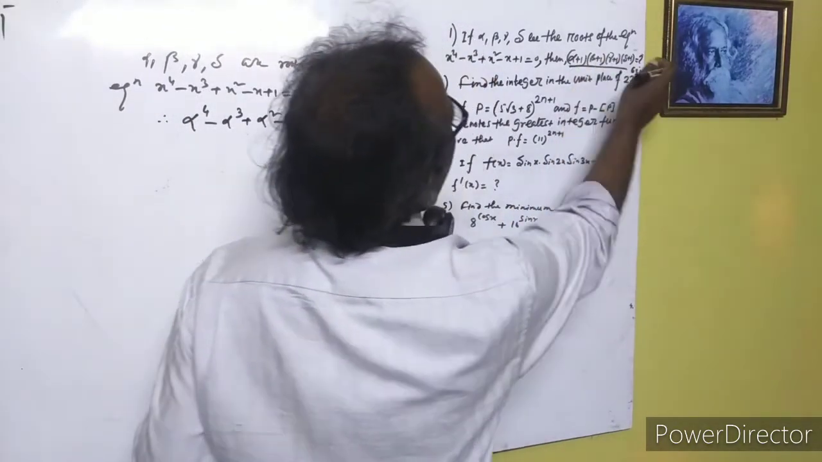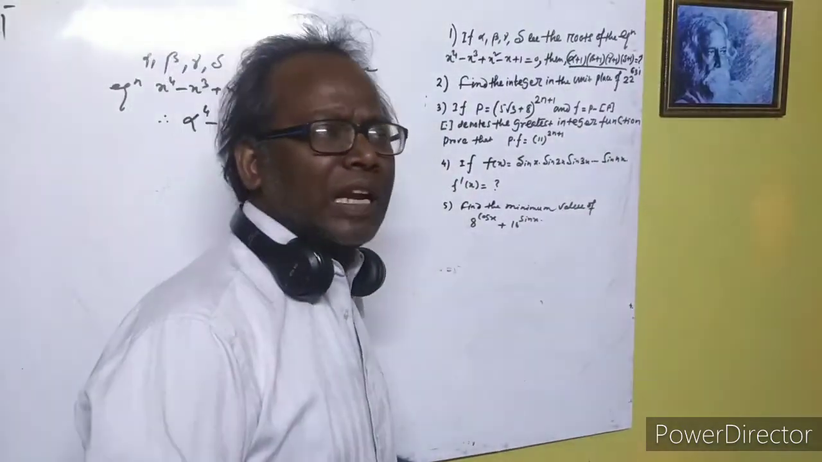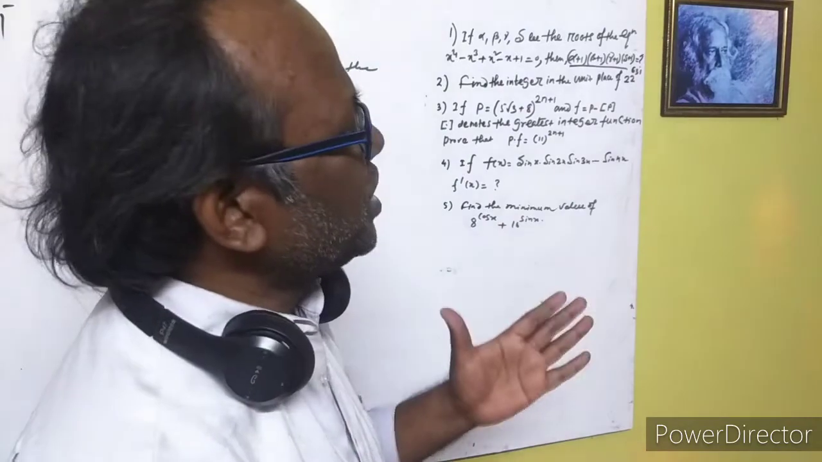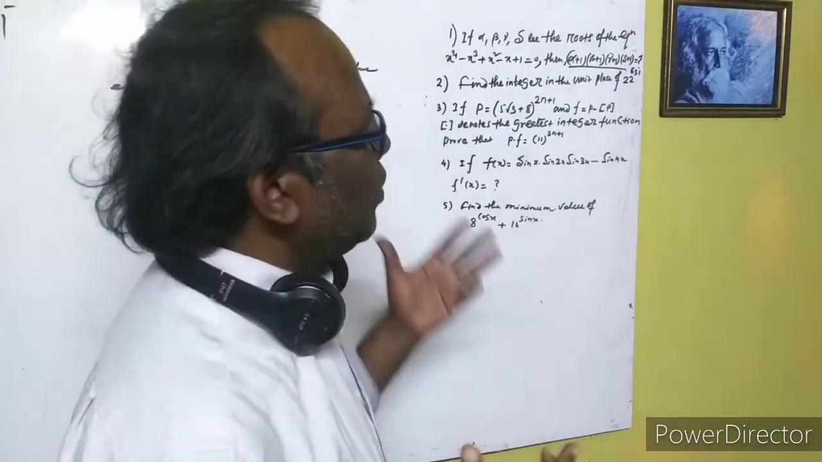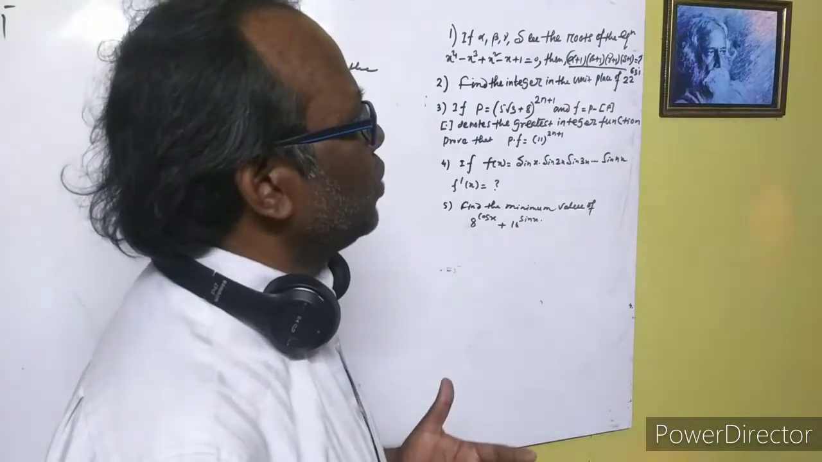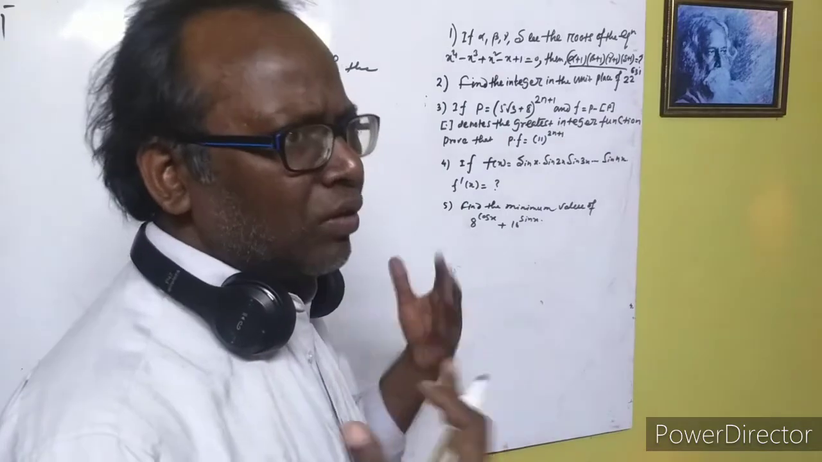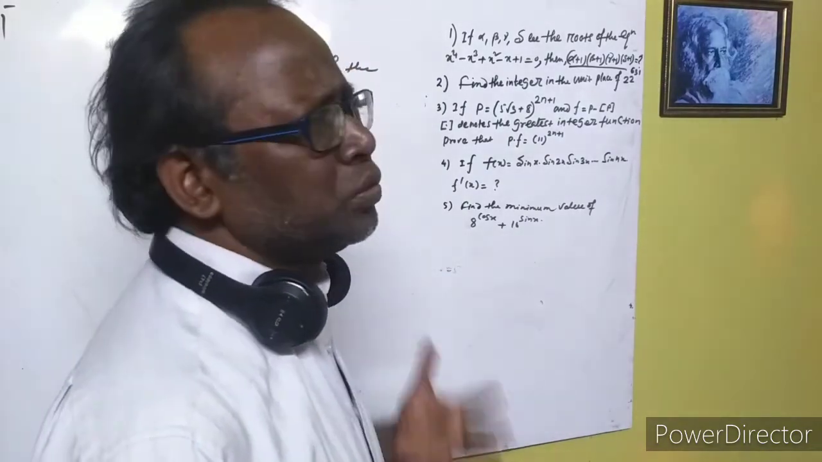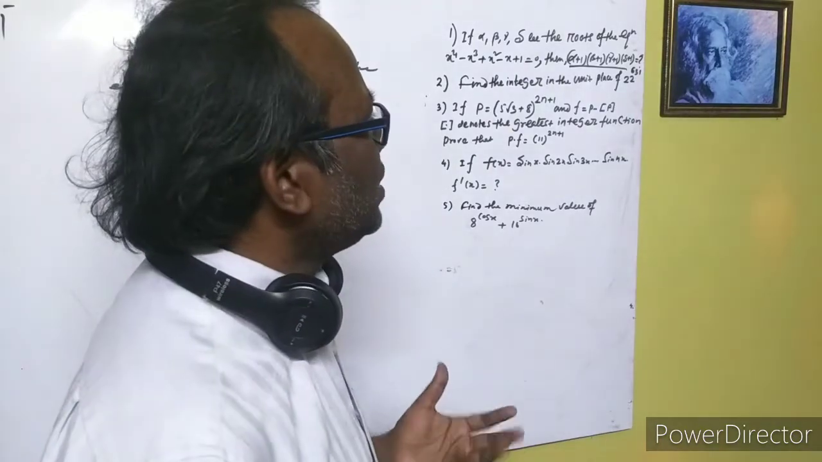See, these four parts, alpha plus 1, beta plus 1, gamma plus 1 and delta plus 1, have the same form. So let us assume alpha plus 1, beta plus 1, gamma plus 1 and delta plus 1 are the roots of some equation. Now let us find the equation whose roots are alpha plus 1, beta plus 1, gamma plus 1 and delta plus 1.